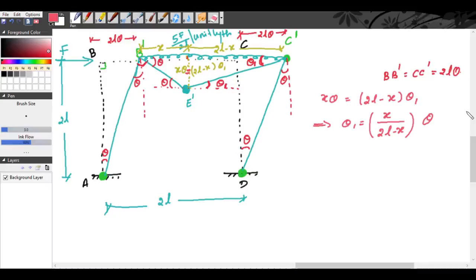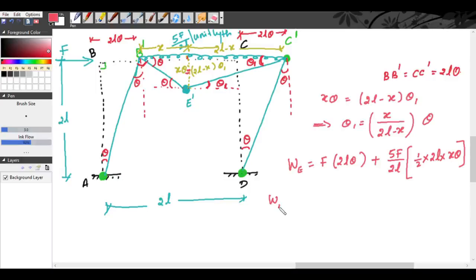Now we can take external work done and internal work done. So external work done is equal to the load into distance under the load. So F at B, it is F into the distance under the load, which is 2L theta. Plus, there is another UDL, right? So load into area under the load. So 5F by 2L into area under the load, which is half into base 2L into height. So this height is x into theta.